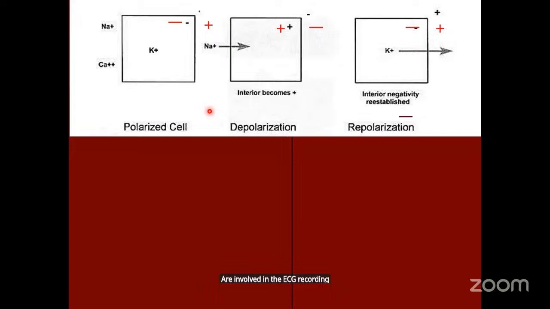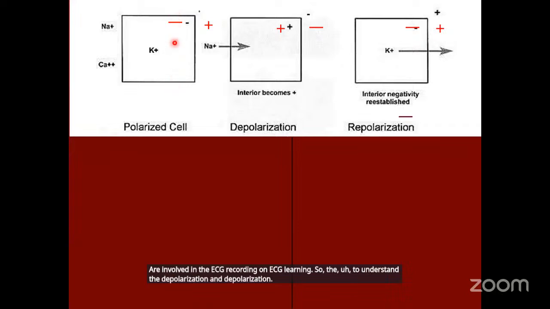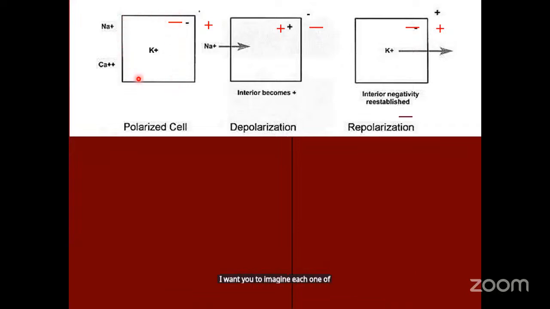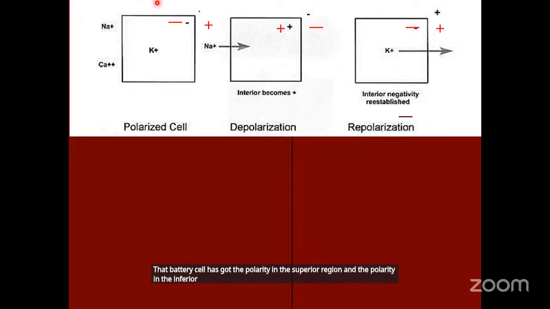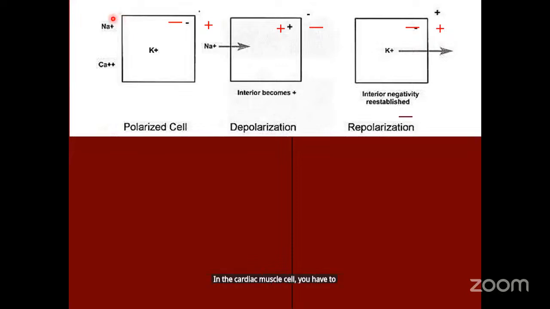So to understand depolarization and repolarization, I want you to imagine each one of your cardiac muscle cells as a battery cell. The battery cell has got polarity in the superior region and the inferior region, as plus and minus. In the cardiac muscle cell, you have to imagine the polarity outside the cell and inside the cell.